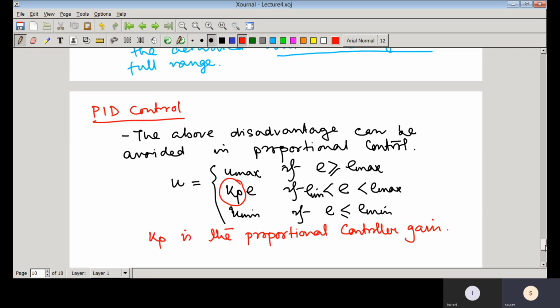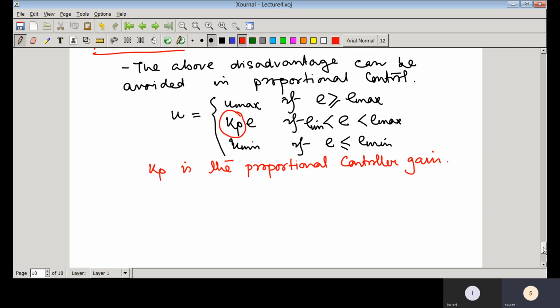So that means if we just draw it, it is very simple, that you can also do it on your own. So this is that error signal, and here you have E max, and here you have E min. So it looks like that.